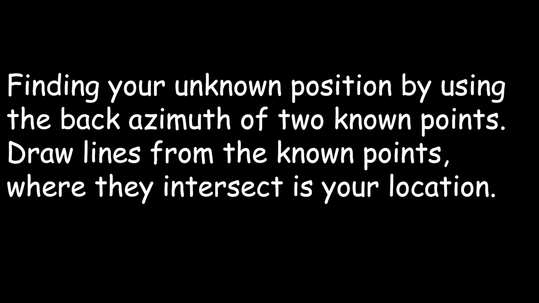What is resection? Finding your unknown position by using the back azimuth of two known points. Draw lines from the known points. Where they intersect is your location. Name the five major terrain features of a map: hill, ridge, valley, saddle, depression. What are the minor terrain features? Draw, spur, cliff, cut, fill.